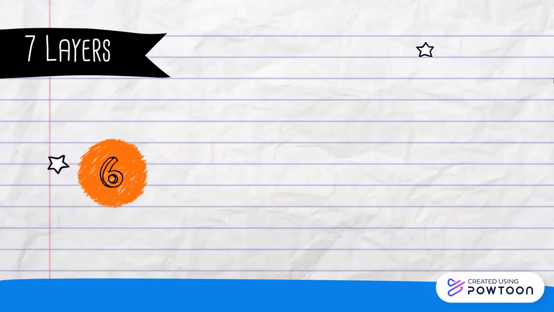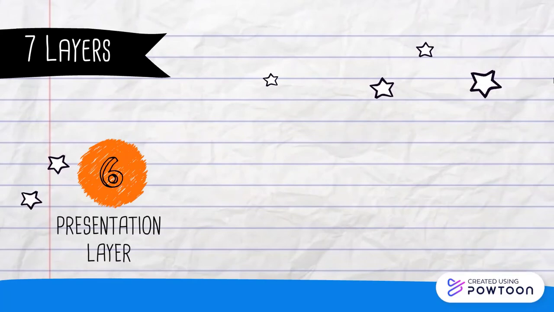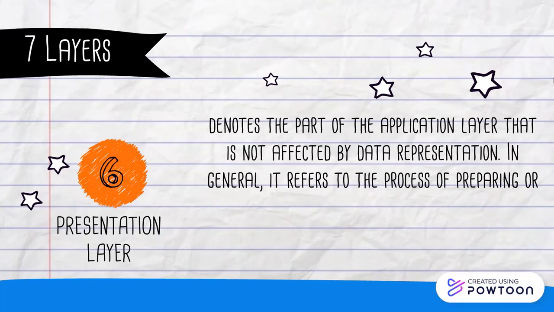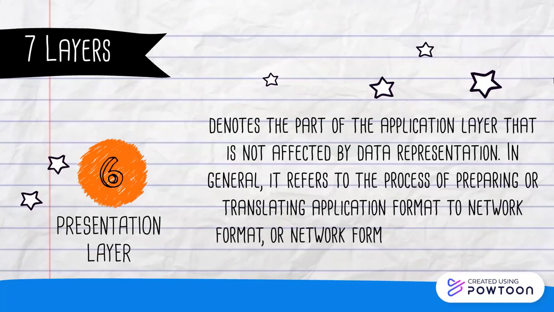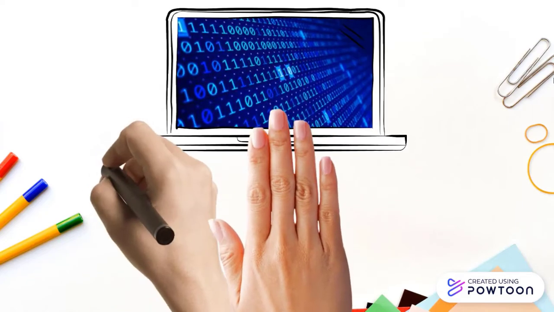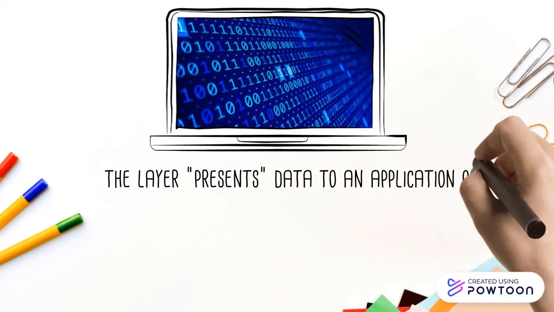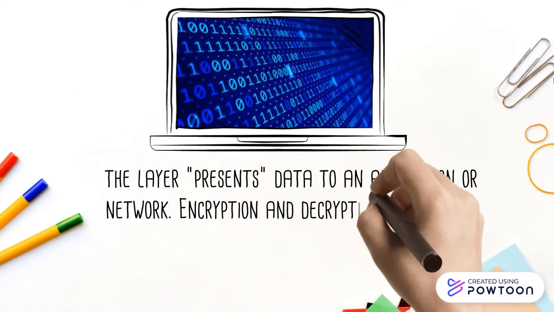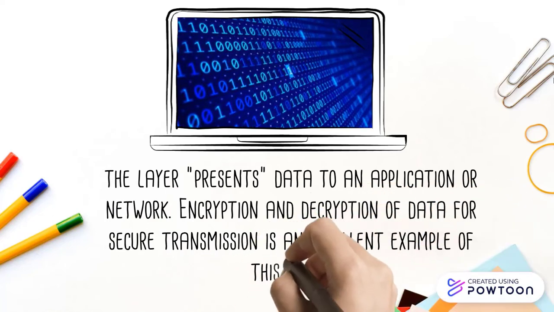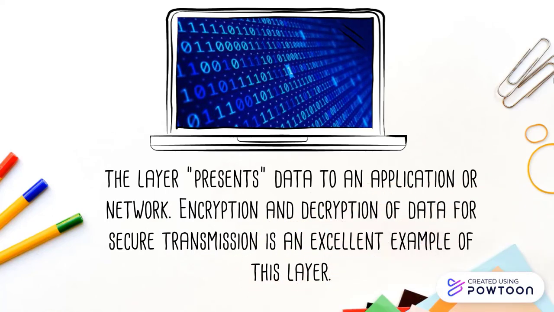Layer 6, or the presentation layer. The presentation layer denotes the part of the application layer that is not affected by data representation. In general, it refers to the process of preparing or translating application format to network format, or network format to application format. To put it another way, the layer presents the data to an application or network. Encryption and decryption of data for secure transmission is an excellent example of this layer.